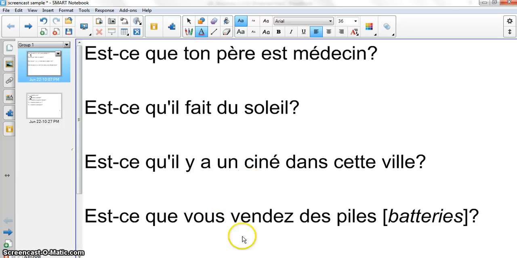Est-ce que vous vendez des piles? Is it that you sell batteries? So if you want to walk into a store and ask the question, do you sell batteries? Est-ce que, is it that you sell batteries? Do you sell batteries? Okay, that helping expression is expressed with est-ce que, is it that in French. And those multiple translations need to be understood by English speakers as a way to ask a yes or no question in French.